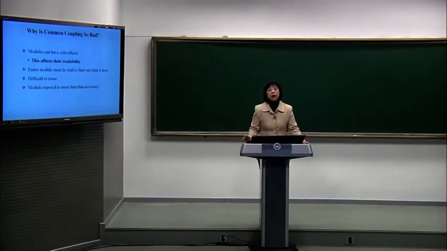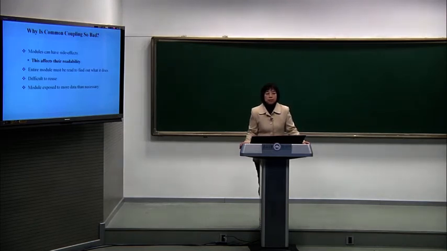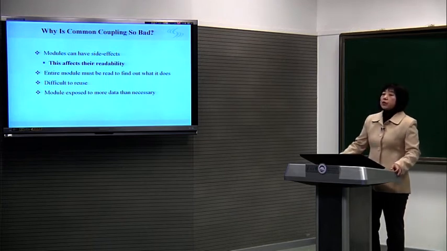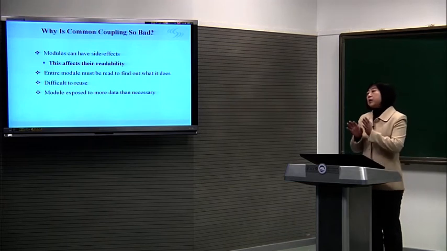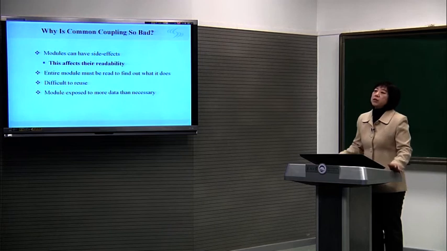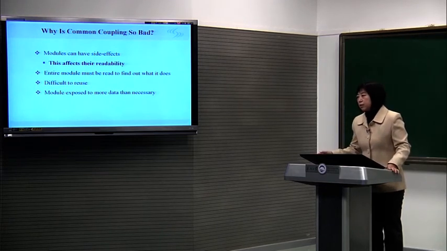And the entire module must be read to find out what it does. And surely it is difficult to reuse. And the module is exposed to more than necessary. In the first level, content coupling, one module can access the content of another module. That means it can control it, it can modify it. It is the worst, okay? It is very dangerous, right? That means some modules cannot be independent, right?